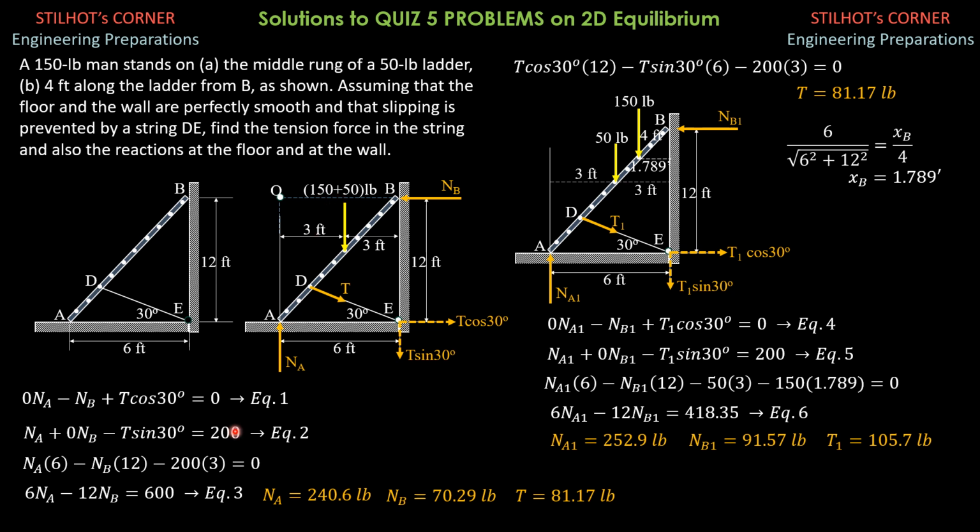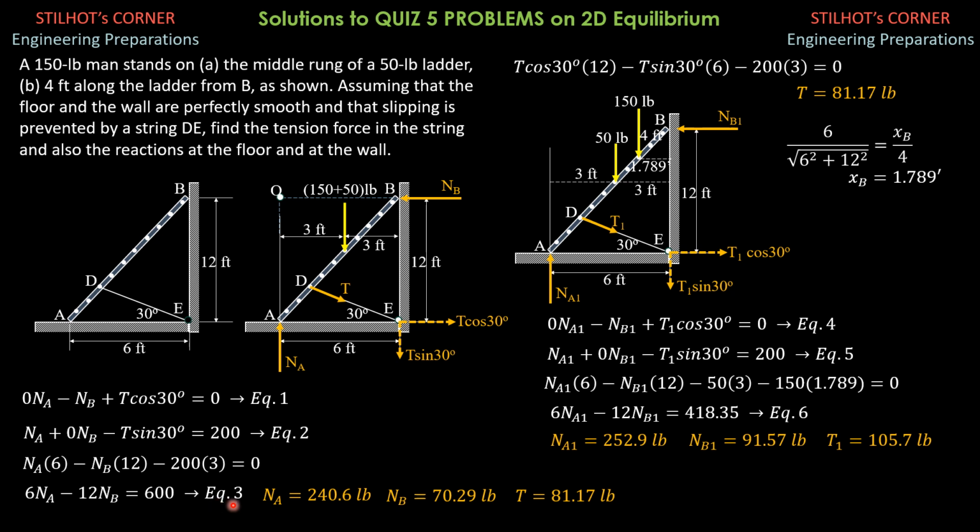Summation forces Y equals 0. NA is upward, positive. There's no Y component for NB, 0 NB. Then minus T sine 30 degrees, then minus 200 equals 0. So transpose negative 200 to the right, equals 200. Call that equation 2.